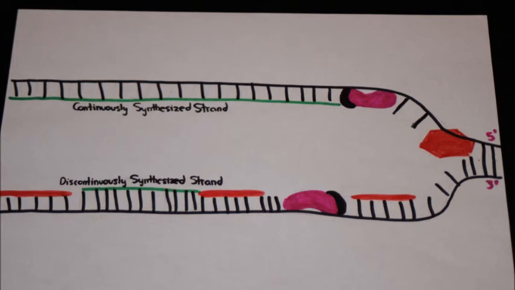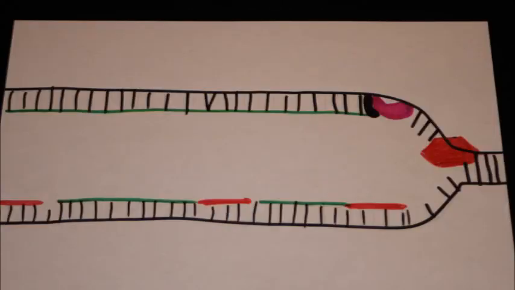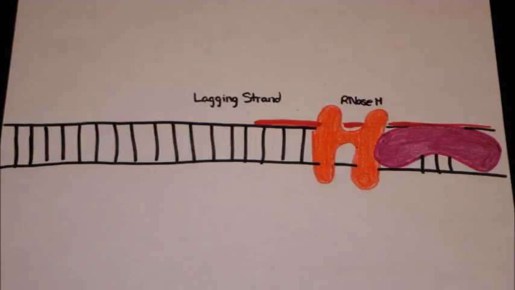The continuously synthesized strand is called the leading strand, and the strand that is synthesized in short pieces is called the lagging strand. The DNA pieces separated by RNA primers in the lagging strand are called Okazaki fragments. Before the lagging strand DNA can leave the replication process, its RNA primers must be removed, and the Okazaki fragments must also be joined together in order to create a continuous DNA strand.